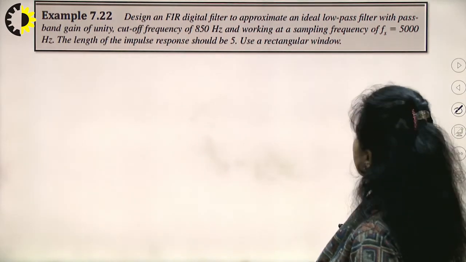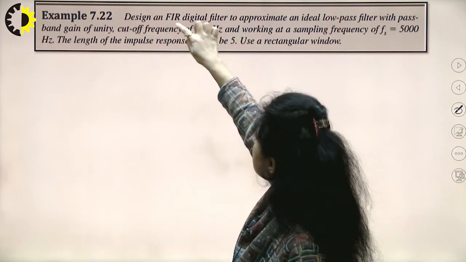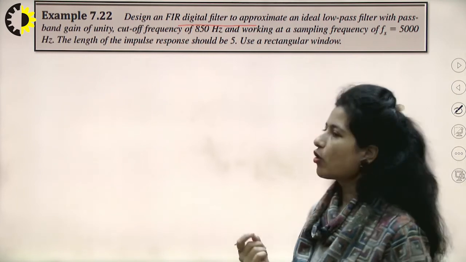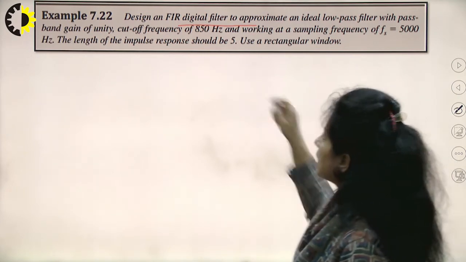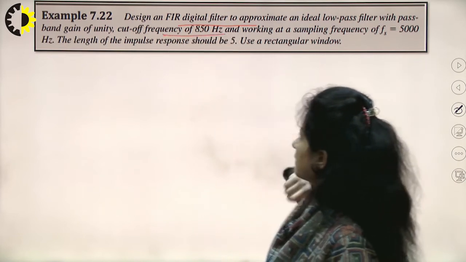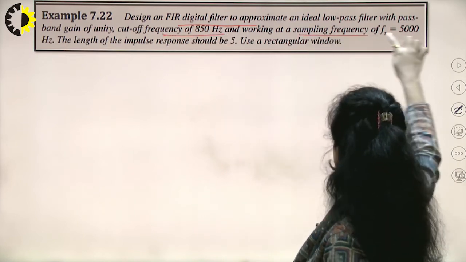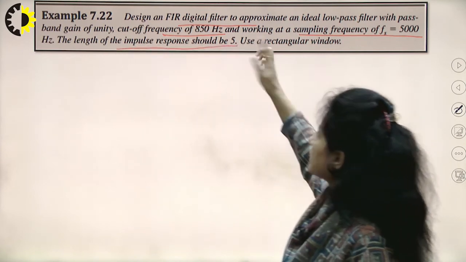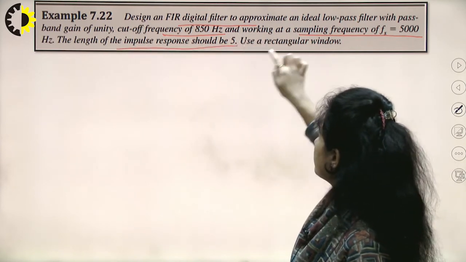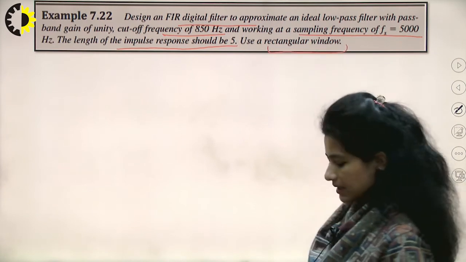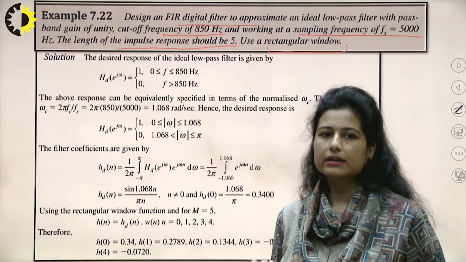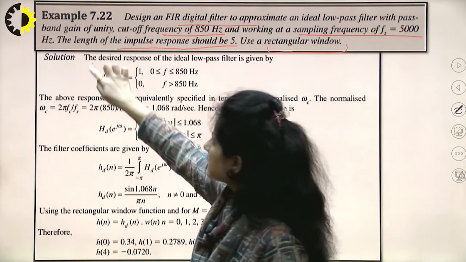Similarly, another kind of discussion can be, I need to design an FIR filter where specifications have now been given in a different way. The cutoff frequency is given as 850 Hz. The sampling frequency is given as 5000 Hz. The length of the response or length of the filter is given to be 5. And I need to use the rectangular window. So from this given equation, I need to create a standard representation, that is this.